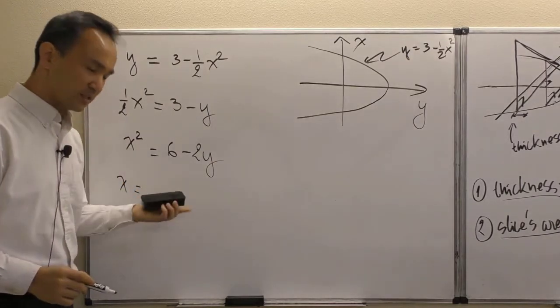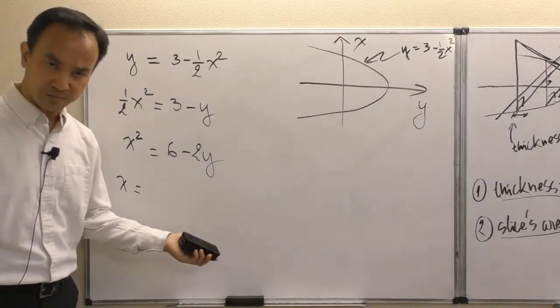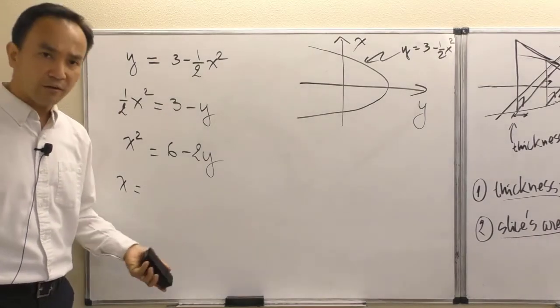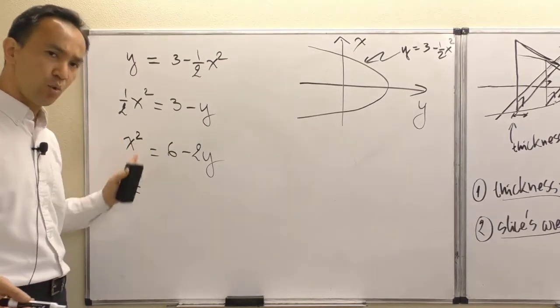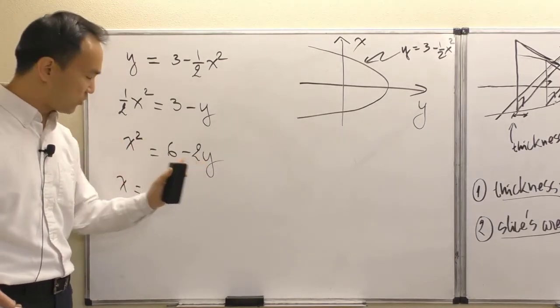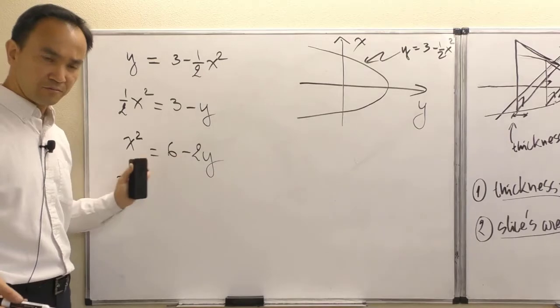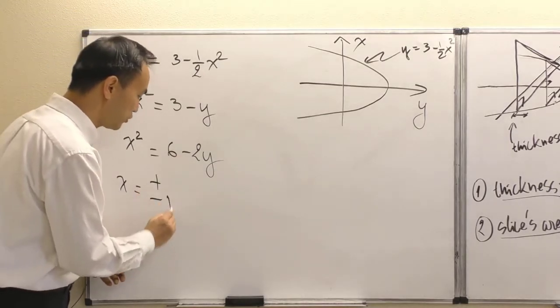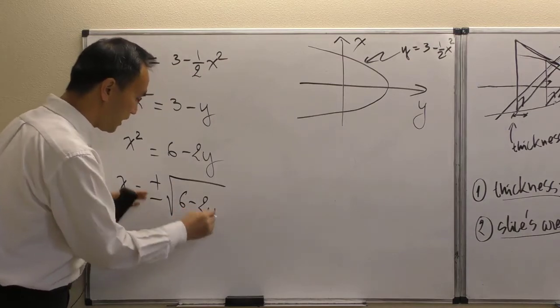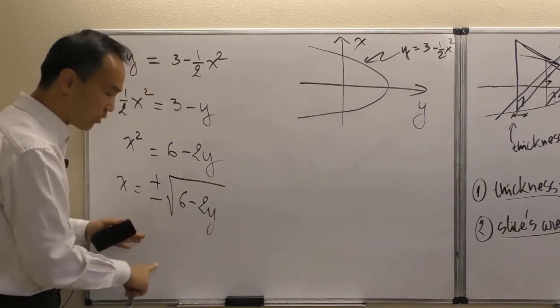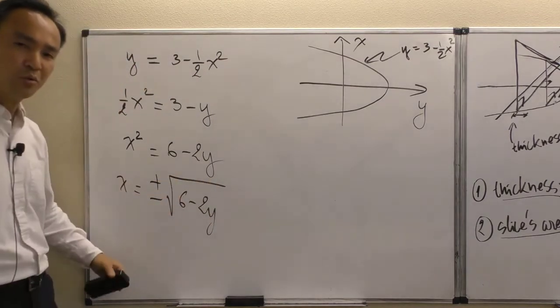Just like I have always been telling everybody in other video lectures throughout my time studying with me, anytime we're taking the square root on both sides of an equation, we have to do the plus and minus square roots. So now we have two square roots: the positive square root of 6 minus 2y, and the negative square root of 6 minus 2y.